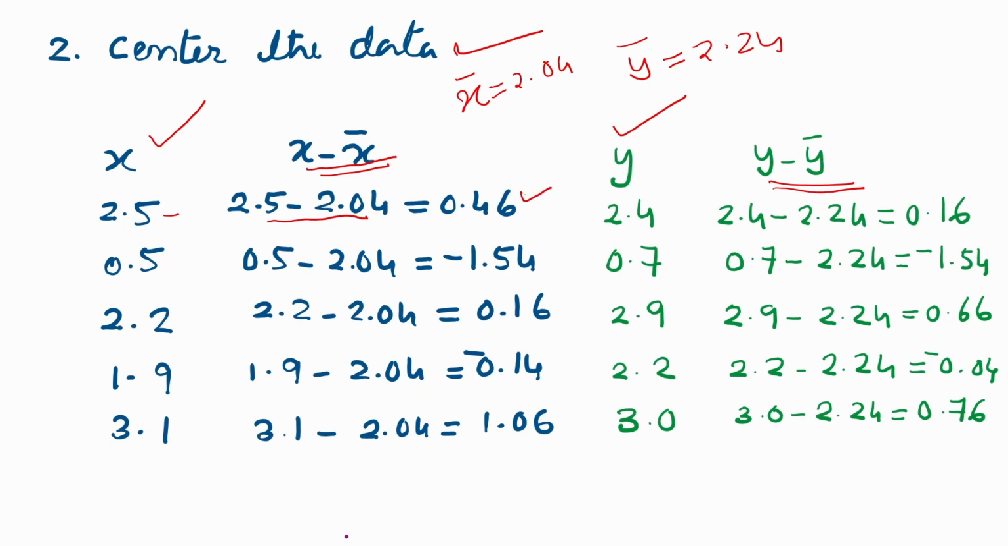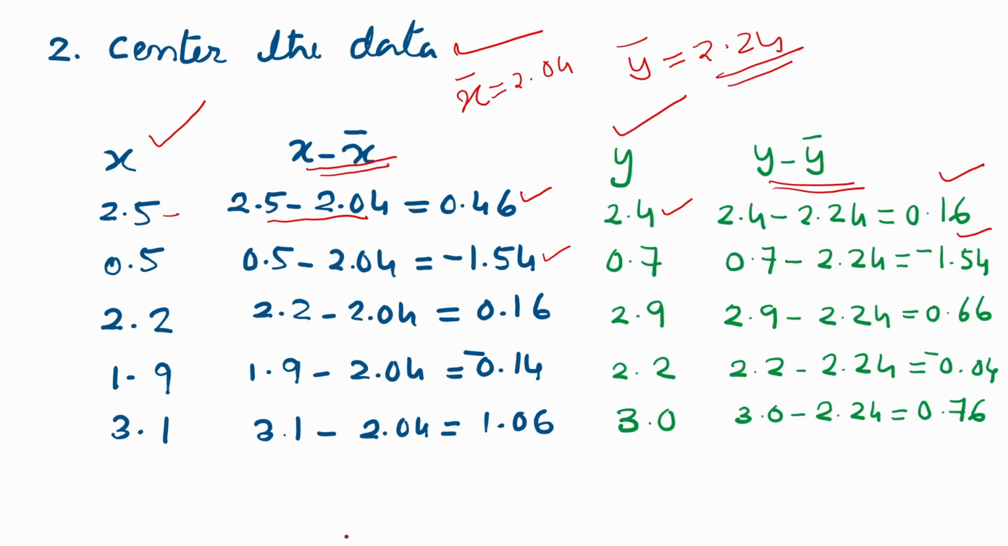Similarly, for all the x values, you subtract the mean from the data points. The second value is 0.5 minus 2.04, since x bar is 2.04. Similarly for y, these are the y values. The first value is 2.4, and you subtract the y mean, 2.24. So 2.4 minus 2.24 gives the first value as 0.16. The second value is 0.7 minus 2.24, which is minus 1.54. Similarly, you have to find this for all the dataset values.